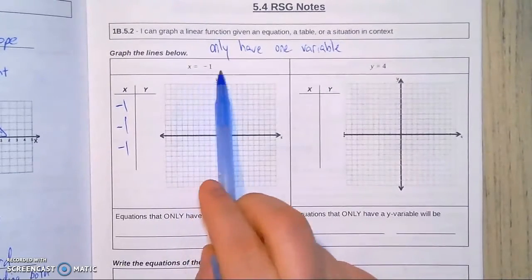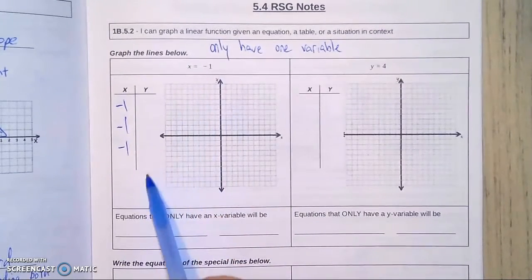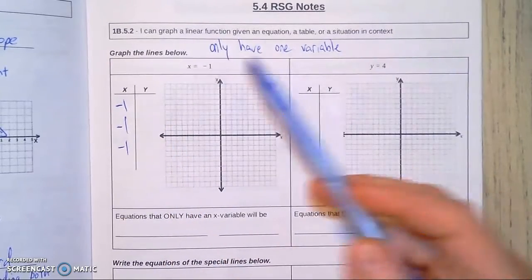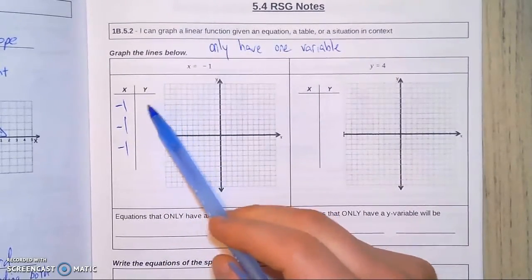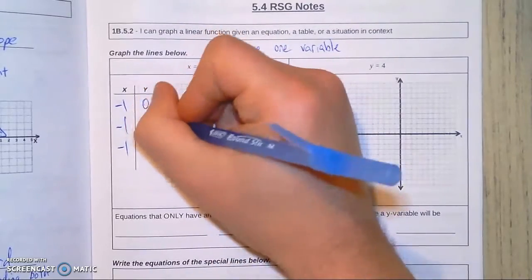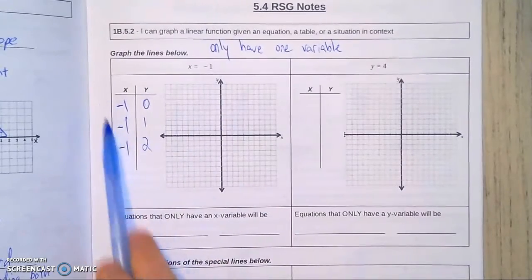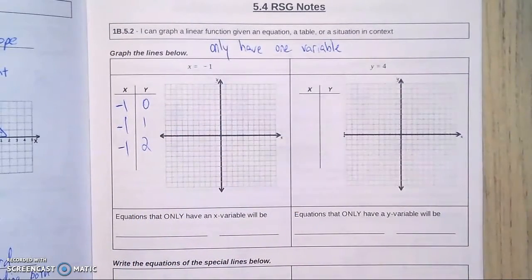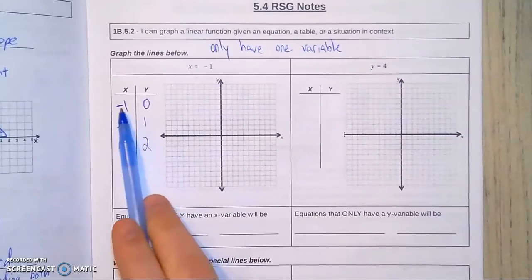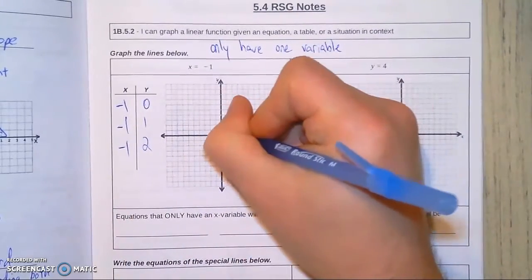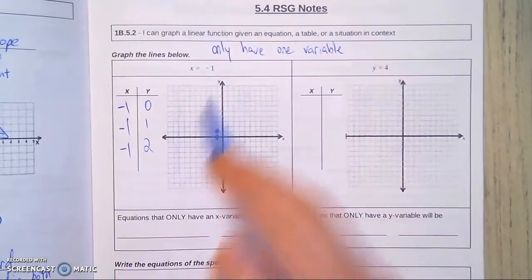Now it doesn't mention the y value, so for the y side of the table I can actually put whatever I want. Rather than make up crazy numbers, I'm just going to keep it simple, so I'm going to put numbers here like 0, 1, and 2. So x is -1 every single time, and y is whatever you want. Now go ahead and throw that on the graph, and we'll go left 1 up 0, or left 1 up 1, or left 1 up 2.